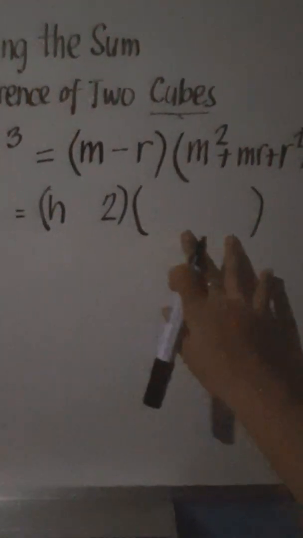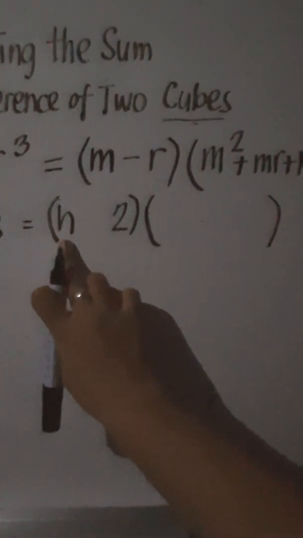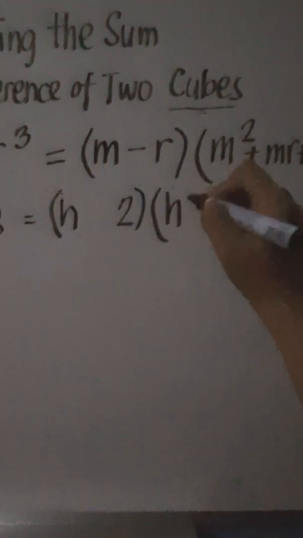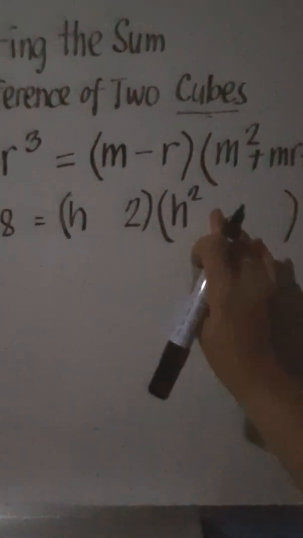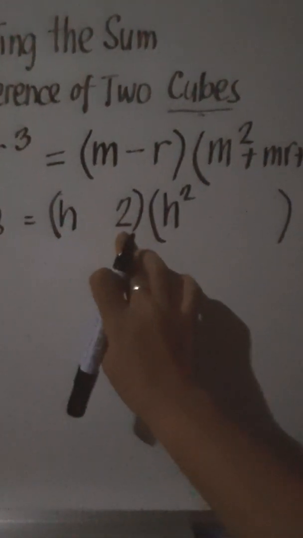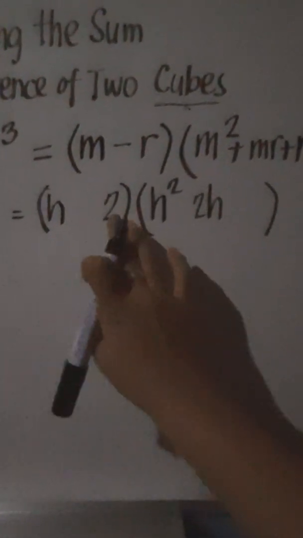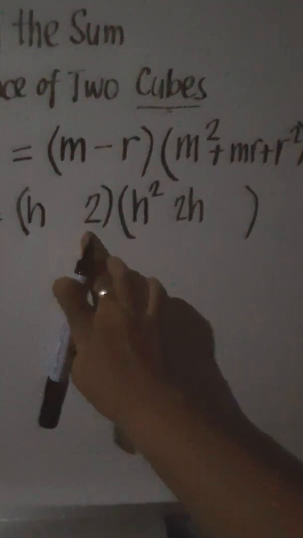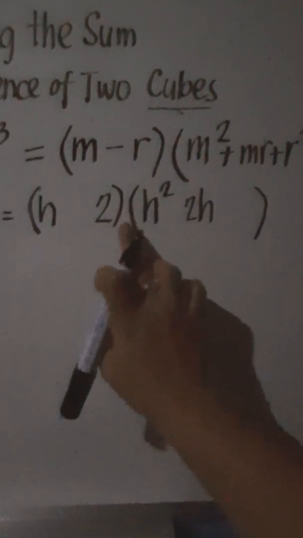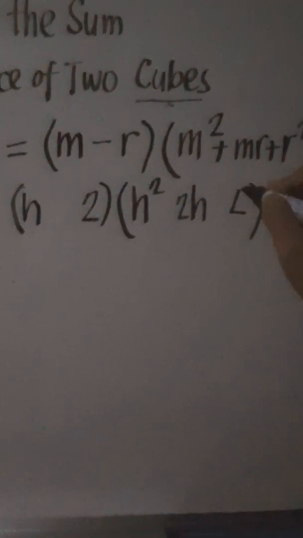Okay, arita sa second factor. So, for the first term, square na to ang first term sa dire. So, this will become h squared. For the middle term, i-multiply ra na tong duha. H times 2, that is 2h. For the last term, himuon ra taning square ang last term sa dire. So, 2 squared, that is 2 times 2, or 4.